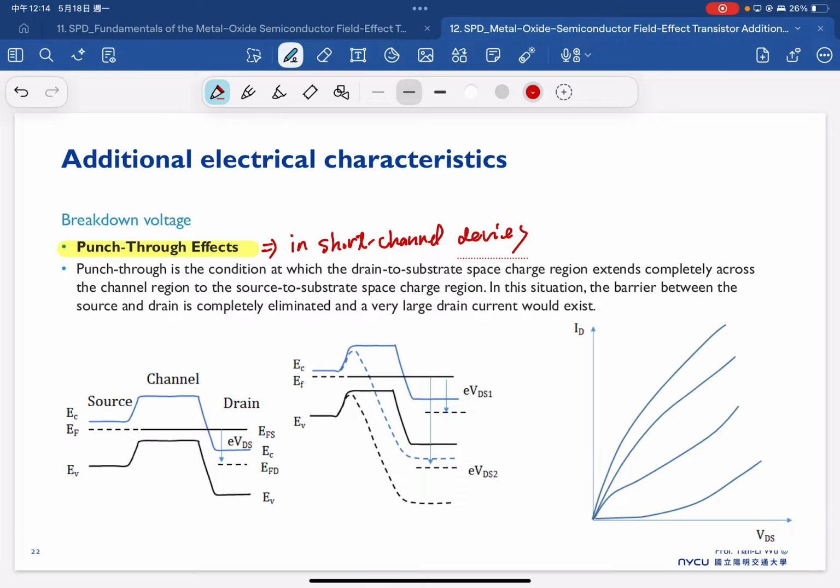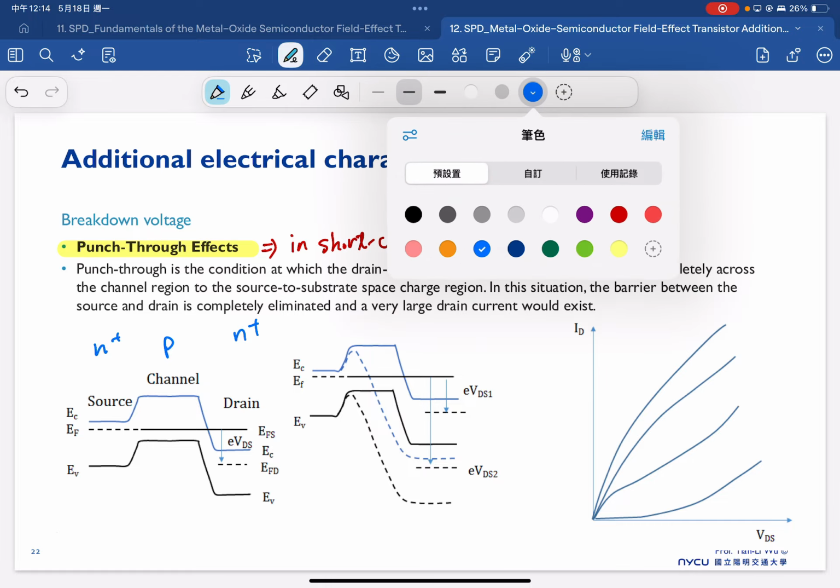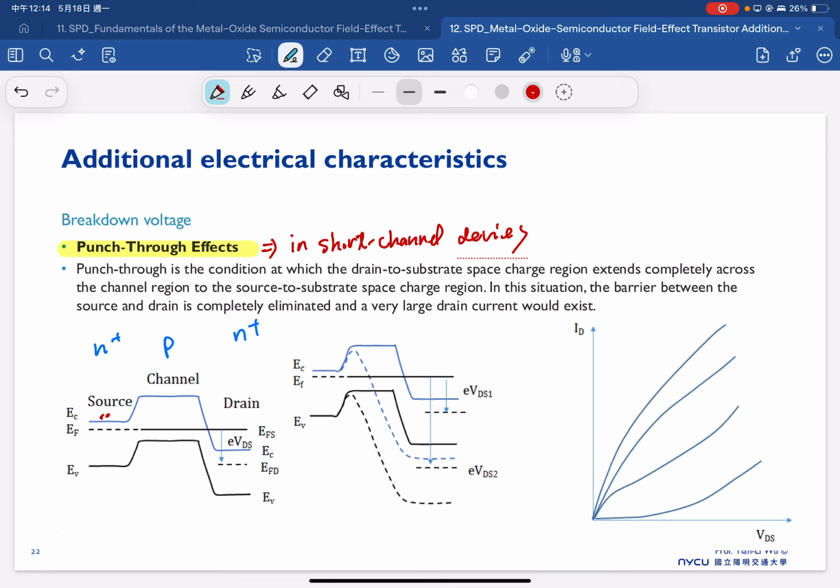So the main reason is that once we have a short channel device, the left figure is a typical N from the source to the drain. This is NPN. We have N+, P, N+. Because it's long channel, the electrons here find it difficult to jump over the channel and reach the drain side. But once we have a short channel device, the barrier here is actually reduced.